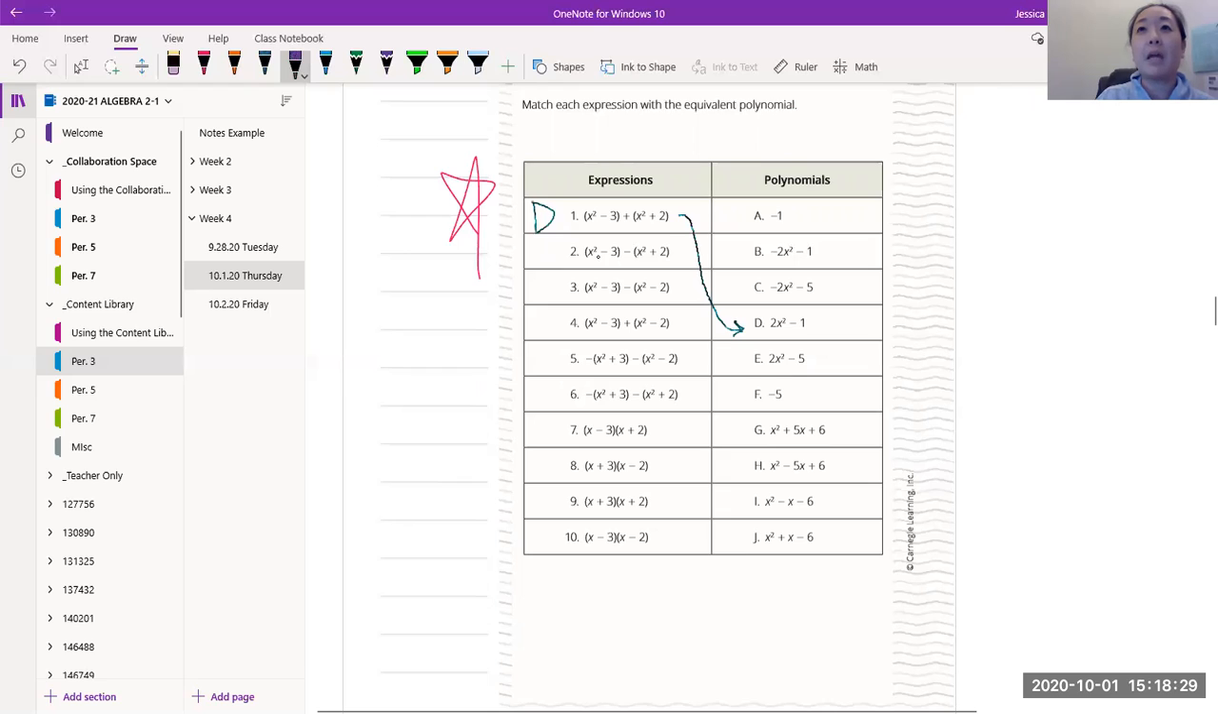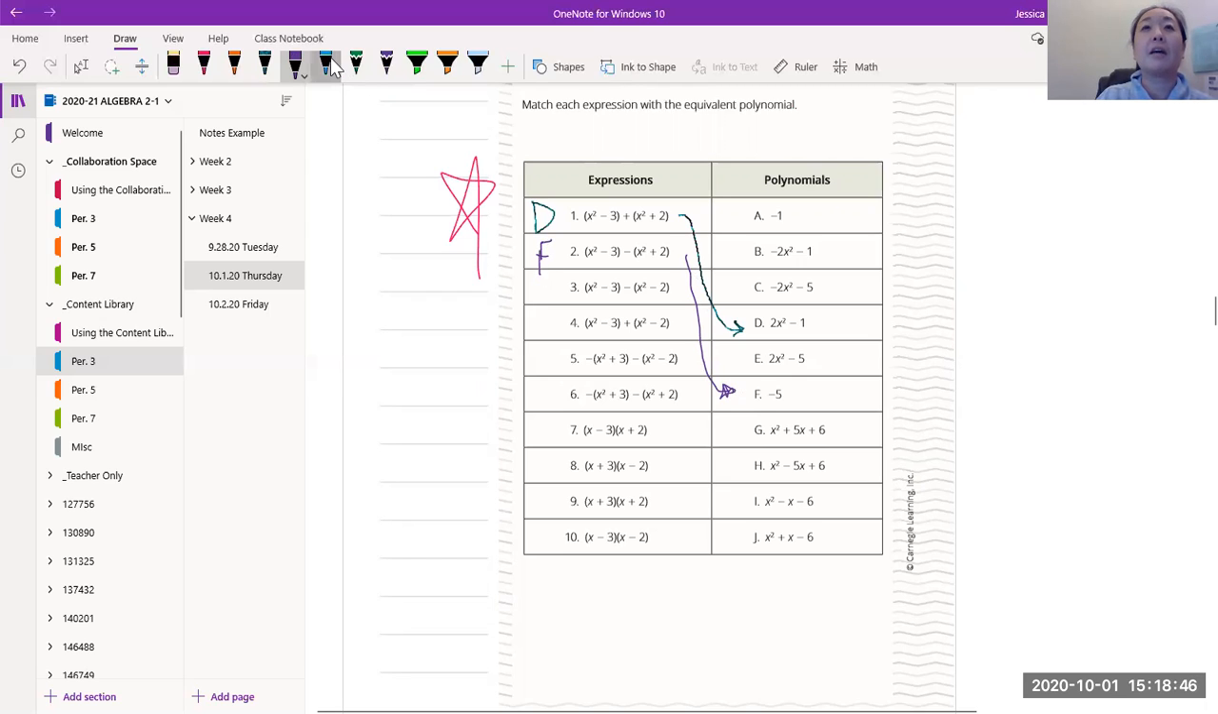All right, this one's going to be x squared minus x squared. So I'm going to have no x squares. That's going to be 0. And then -3 minus a 2. So that would be -5. Oh, look, -5 right here. That is going to be our F.